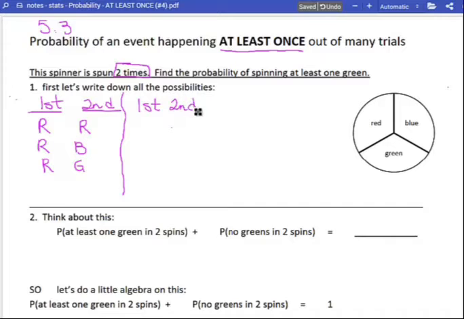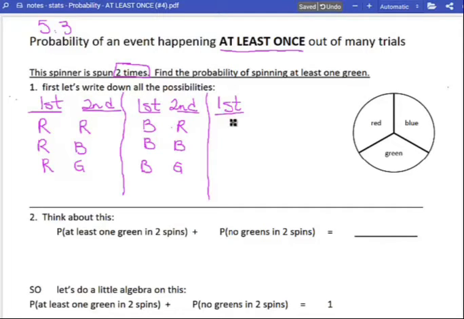So I'm making 2 more columns just because I don't have enough room over there. Okay, so let's pretend that we got a blue first. Well, if we get a blue first, how many different ways can we spin the spinner twice? We could get a blue and a red, a blue and a blue, or also a blue and a green, and that's all the ways if blue happens first.